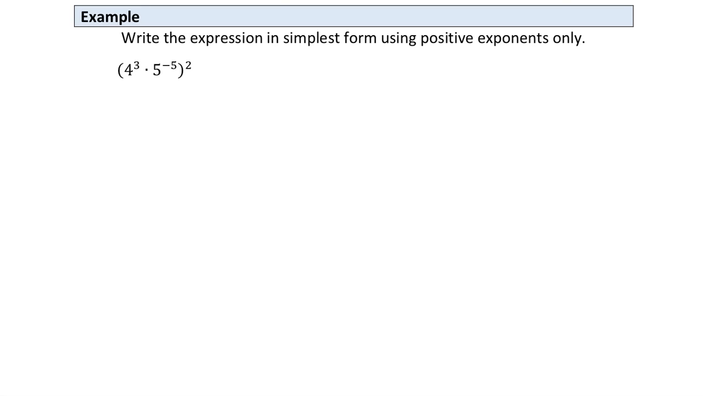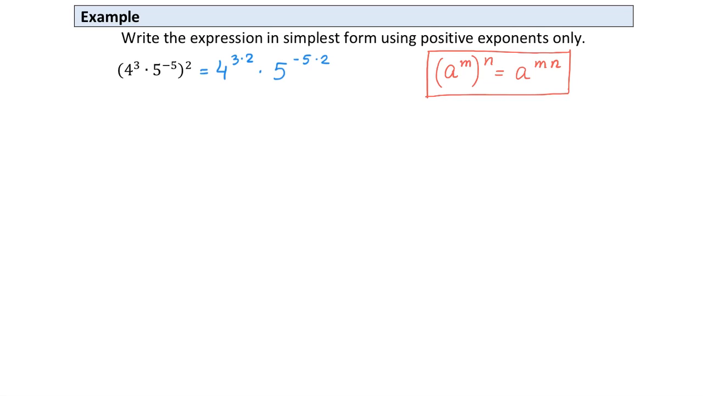Then we will use the following law. a to the power of m raised to the power of n equals a to the power of m times n. This means that when we raise 4 to the power of 3 to the power of 2, we will multiply 3 and 2. And the same we will do with 5. So this will be equal to 4 to the power of 3 times 2 times 5 to the power of negative 5 times 2. Then we will get 4 to the power of 6 times 5 to the power of negative 10.